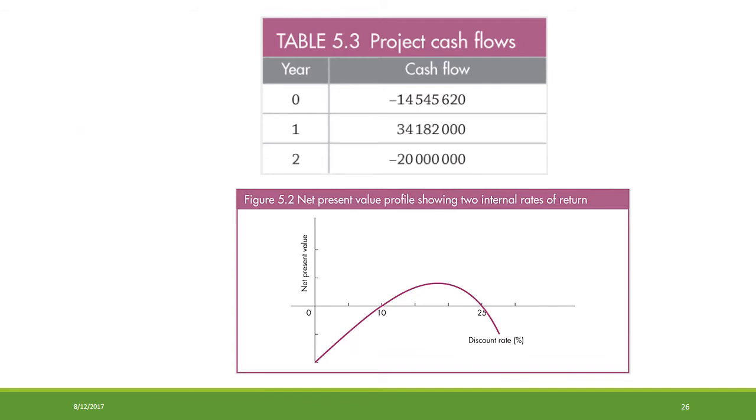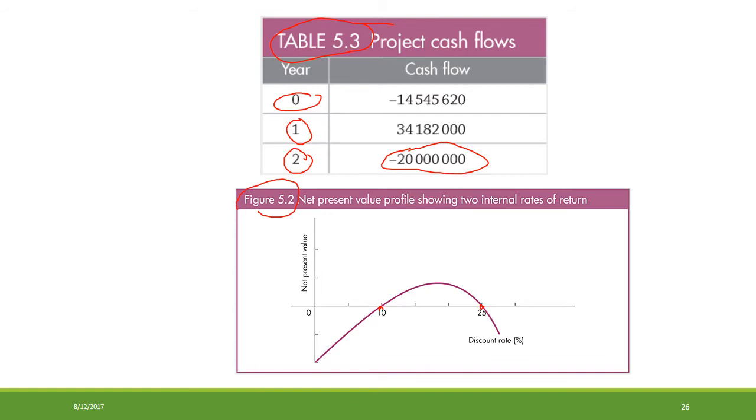To illustrate the problem of multiple IRRs, this is an example that I take from the textbook. This is table 5.3 in the textbook. We have a project where in year 0, we invest about $14 million. In year 1, the project is expected to earn $34 million. But in year 2, the project is expected to make losses of $20 million. So we have one incident where the cash flow changed sign.